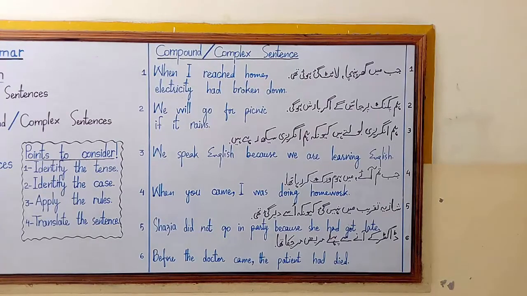Sentence number 3, हम अंग्रेजी बोलते हैं क्योंकि हम अंग्रेजी सीख रहे हैं. Now you see a very common combination of present simple and present continuous. हम अंग्रेजी बोलते हैं, repeated action, present simple, क्योंकि because हम अंग्रेजी सीख रहे हैं, continued action in present, so present continuous. The first sentence belongs to present simple, the second sentence belongs to present continuous. Now let's translate that. हम इंग्लिश बोलते हैं, we speak English. How easy it is. Because, क्योंकि because हम अंग्रेजी सीख रहे हैं, we are learning English.